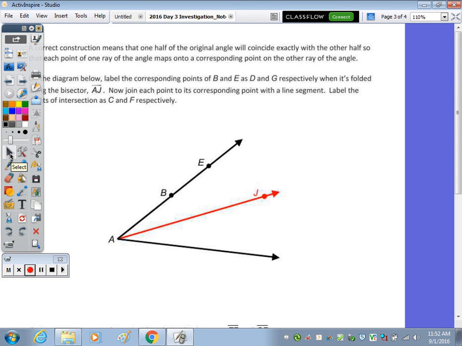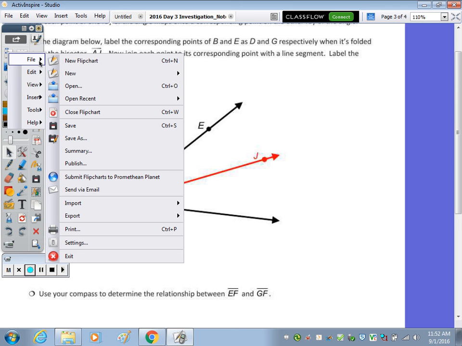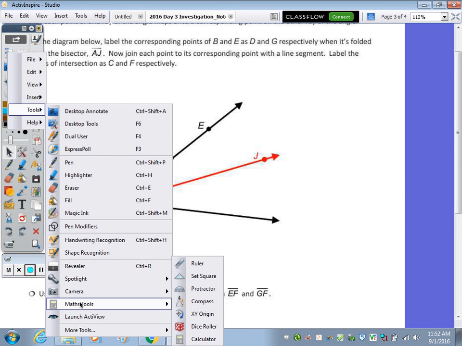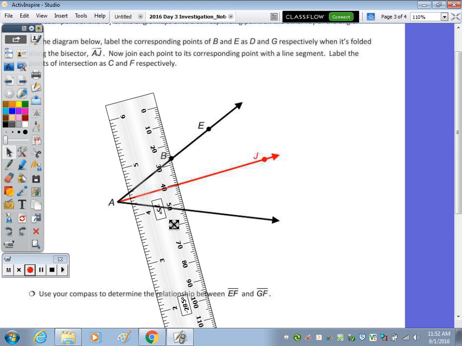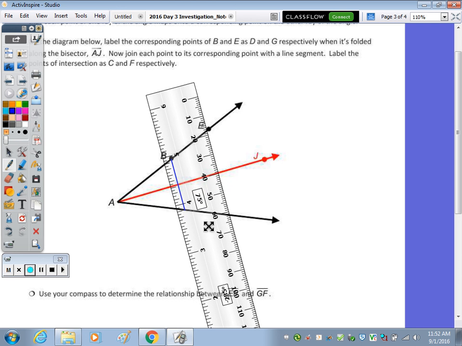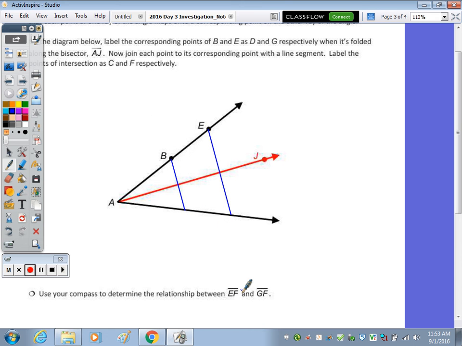Now, I can't fold here, but I did fold my paper, and in showing you on the board, when you connect B to D, it should be a straight line so that BD is perpendicular to AJ. If you use the straight edge, you should be able to align your tick mark with the ruler so that it lays flat. So point B will land right here. So that would be your D. And then lining up the straight edge here, E, move that over a bit, will land here when you fold. So this would be G, okay?